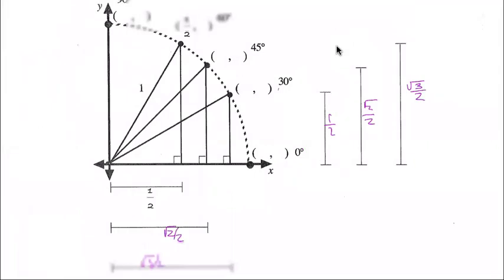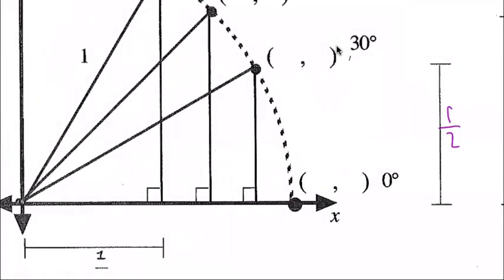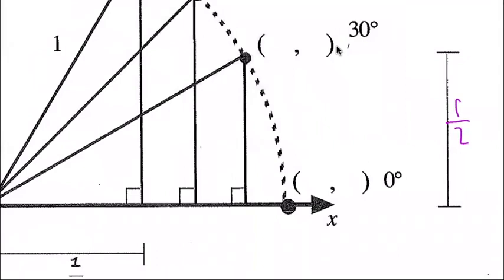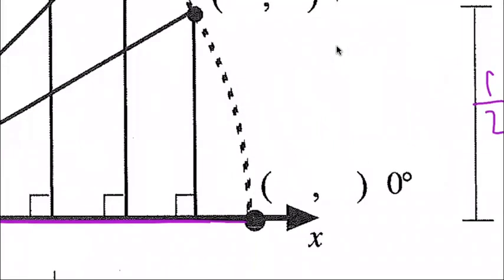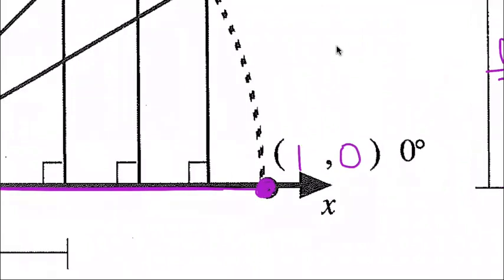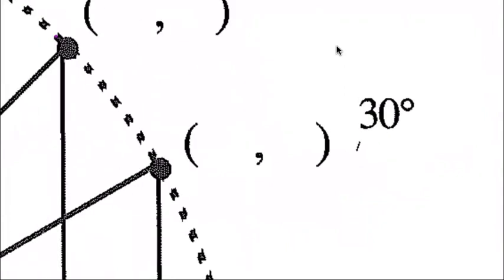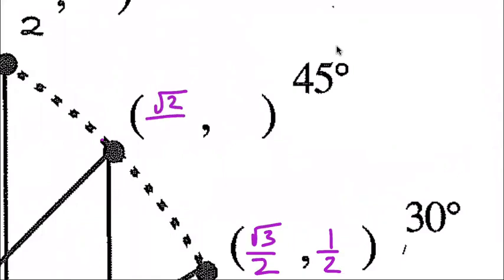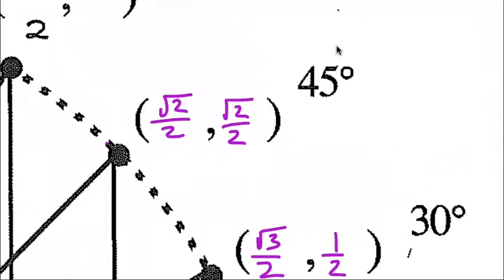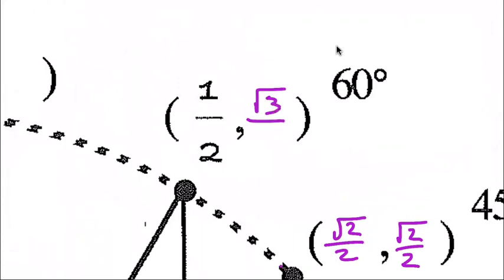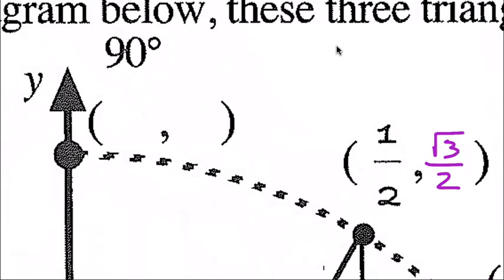Now that we know our x and y's, we can figure out coordinate points. Well, the coordinate point of this line here is going to be 1 and 0. This point here, x of 1 and a y of 0. It doesn't go up or down. This coordinate point would be root 3 over 2 and 1/2. This would be root 2 over 2, root 2 over 2. And this would be 1/2 and root 3 over 2. This would be 0, 1.